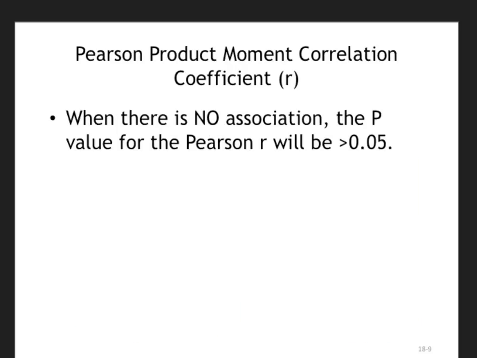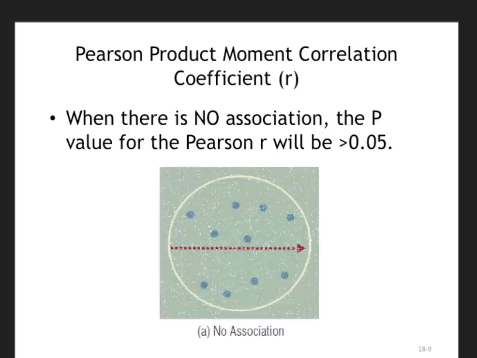When there is no association, the p-value for the Pearson R will be greater than 0.05. Here we see a scatter diagram that demonstrates no association. As you can see, the points are just scattered everywhere, and there's no direct linear relationship to be seen.